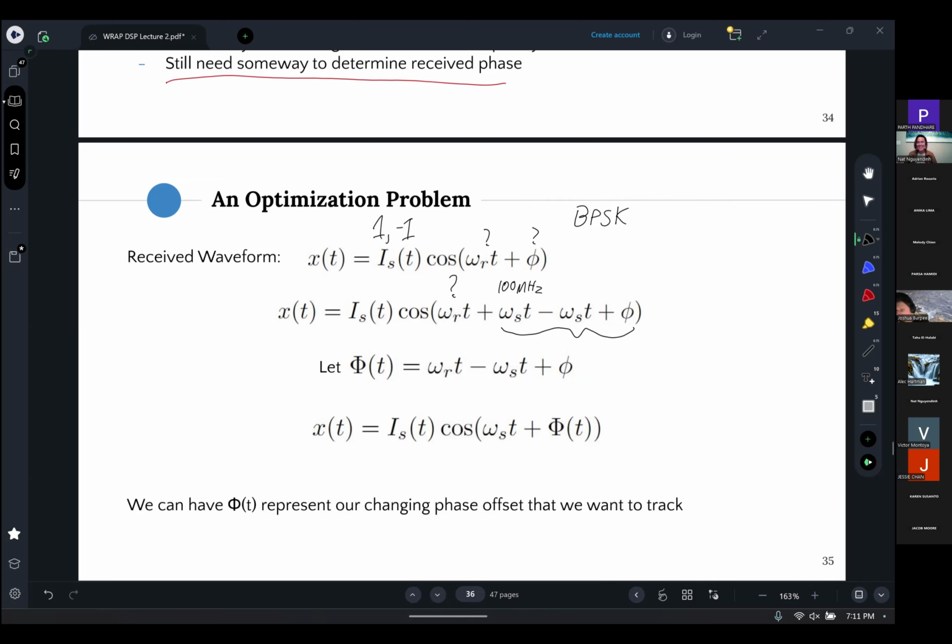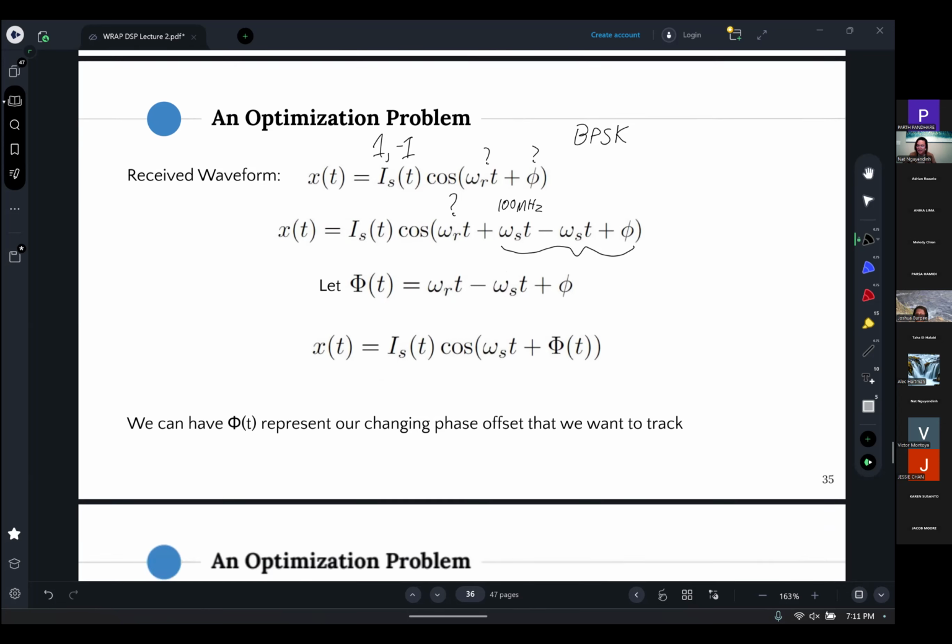All right, so now we're going to let big phi be dependent on t. So it's just going to be some changing phase offset throughout time that we're going to use to model the difference in frequency between our sent frequency and our received frequency, as well as whatever phase offset might come from propagation delay or anything else.